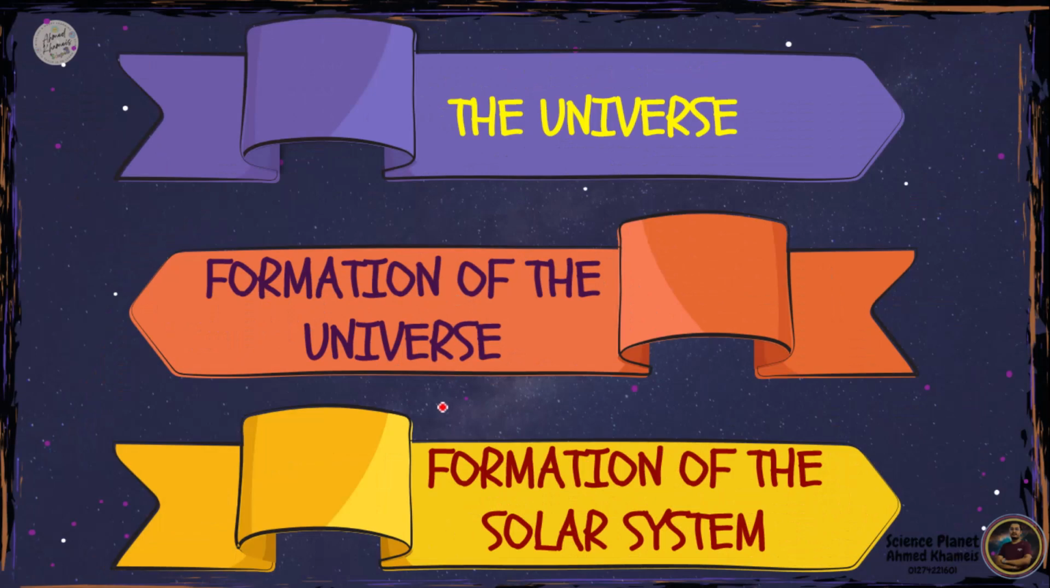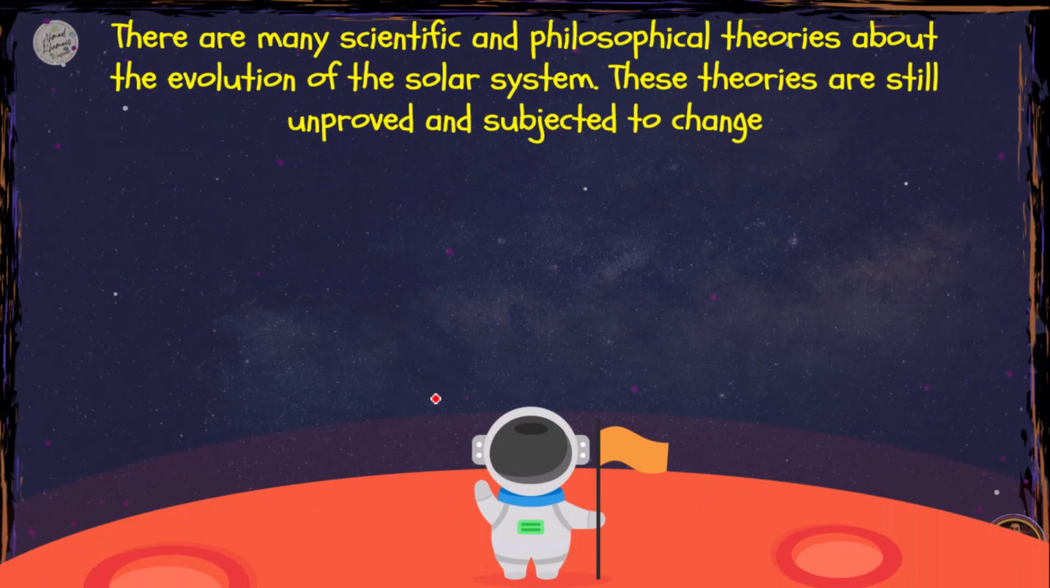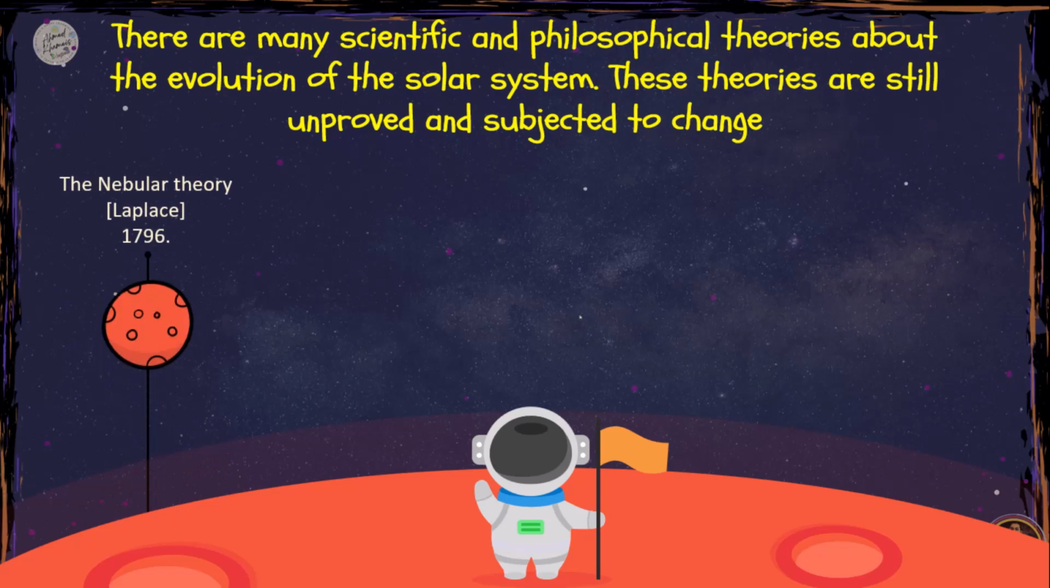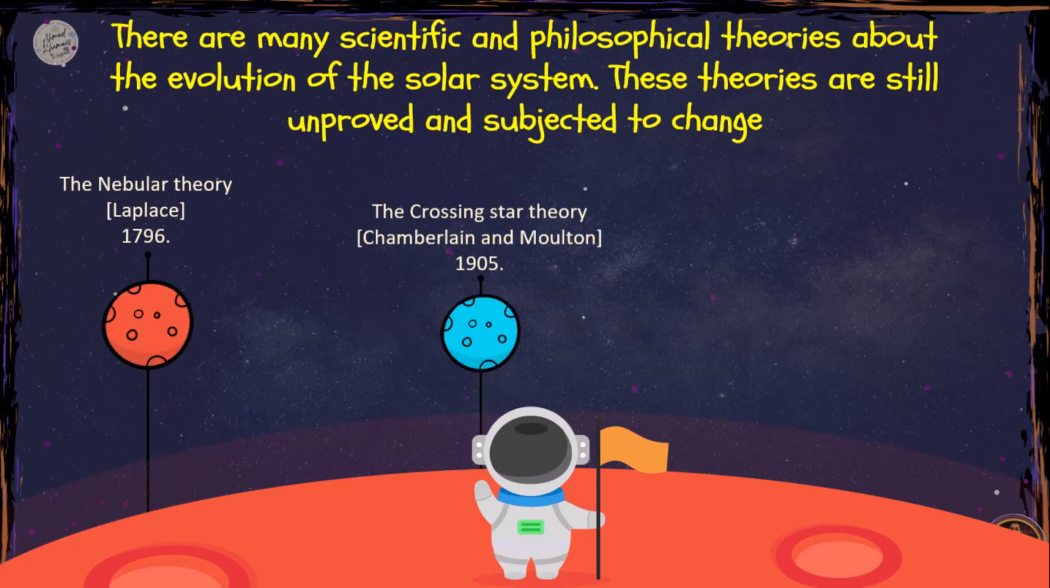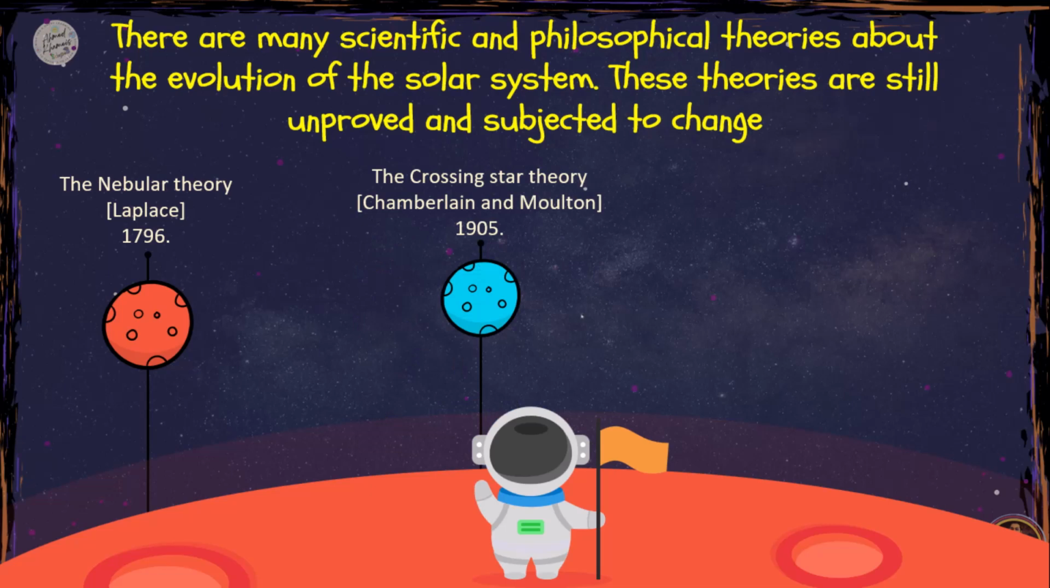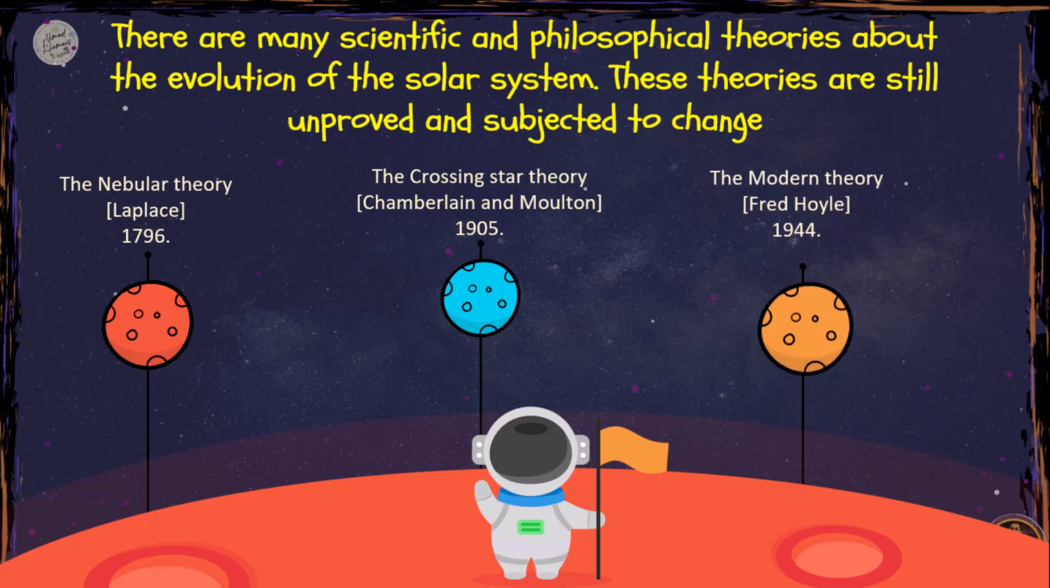So, the formation of the solar system. There are many scientific and philosophical theories about the evolution of the solar system, and these theories are still subject to change, because the word theory means an approved scientific statement, but it can be changed and modified based on new information. The theories that we will discuss are the nebular theory by Laplace in 1796, the crossing star theory by Chamberlain and Moulton in 1905, and the modern theory by Fred Hoyle in 1944.